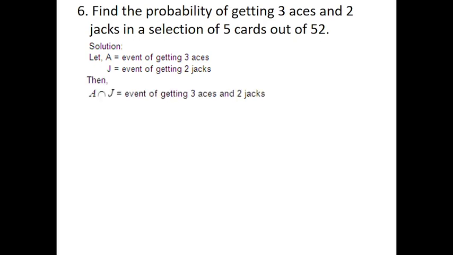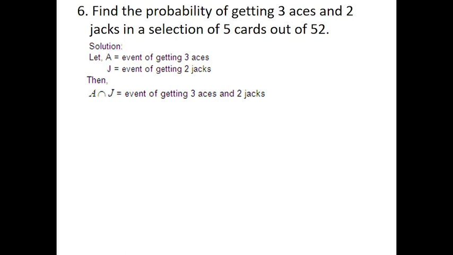Number 6. Find the probability of getting 3 aces and 2 jacks in a selection of 5 cards out of 52. So meron tayo ditong solution. Let A be the event of getting 3 aces, J the event of getting 2 jacks. Then we have A intersection J, the event of getting 3 aces and 2 jacks. Okay?